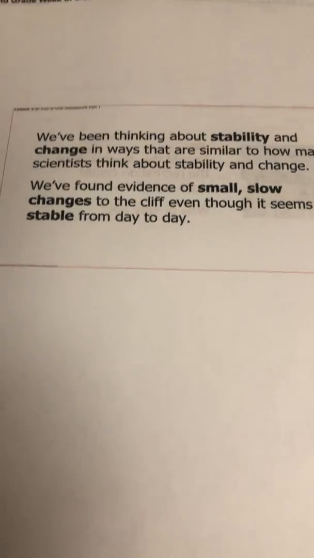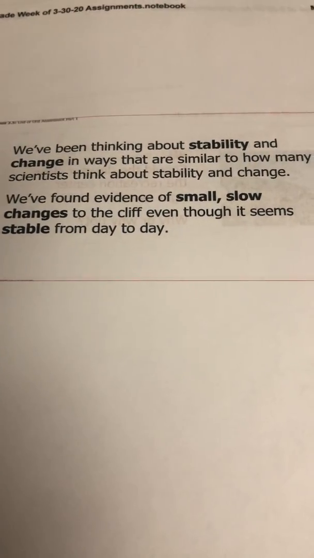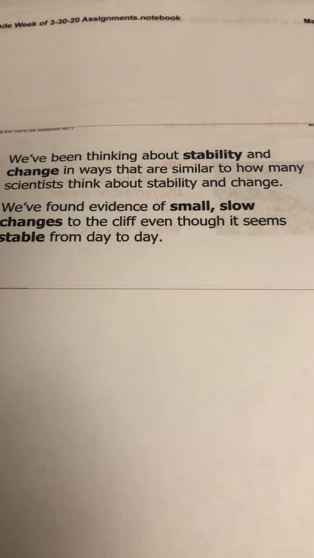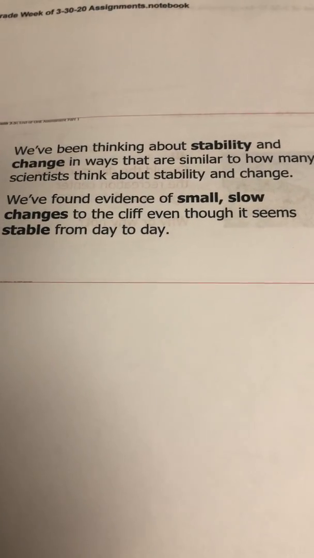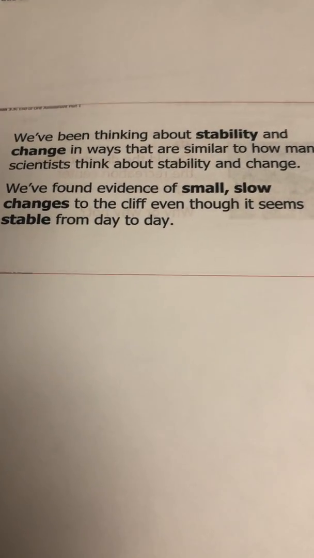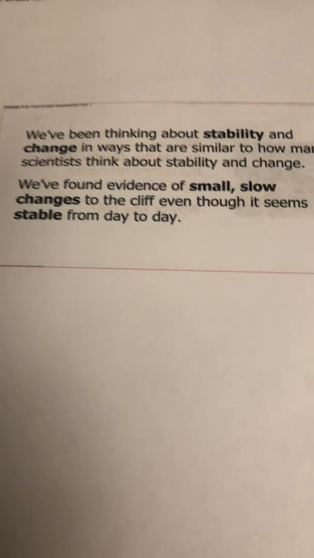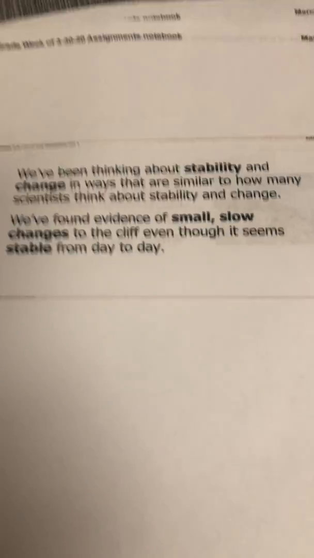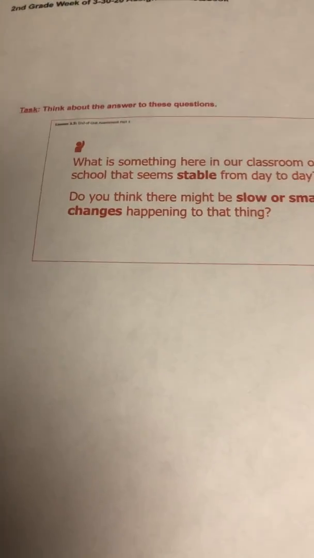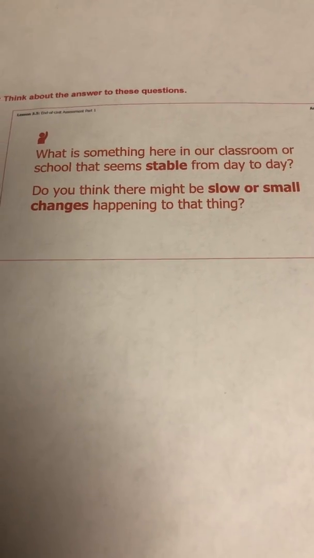We've been thinking about stability and change in ways that are similar to how many scientists think about stability and change. We've found evidence of small, slow changes to the cliff, even though it seems stable from day to day. What is something here in our classroom or school or home that seems stable from day to day? Do you think there might be slow or small changes happening to that thing? Think about it, boys and girls.